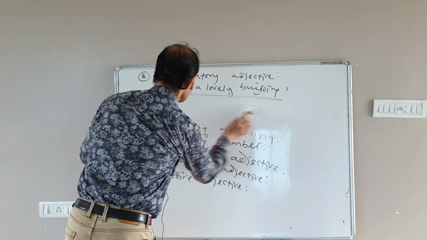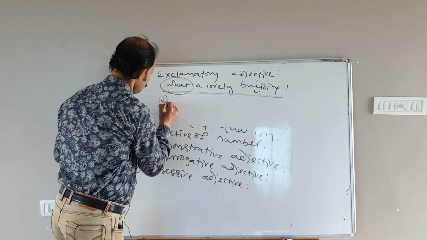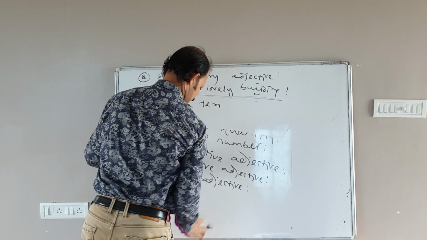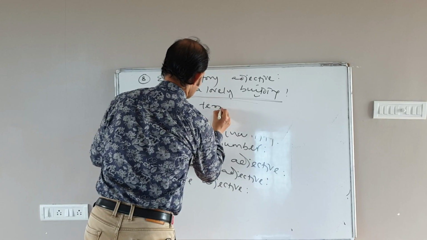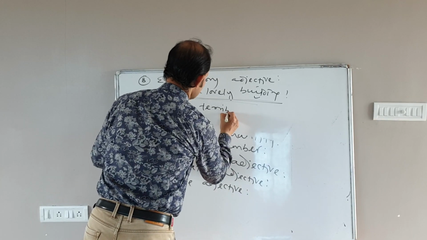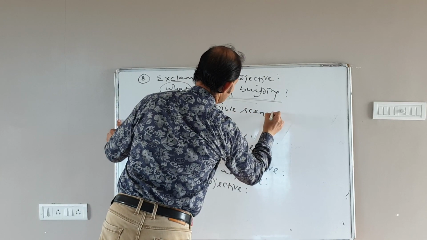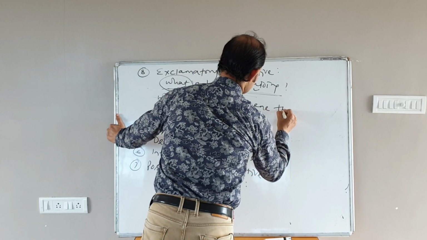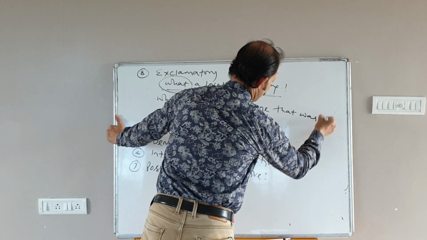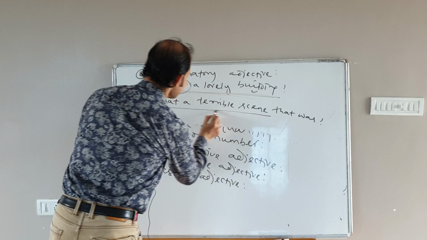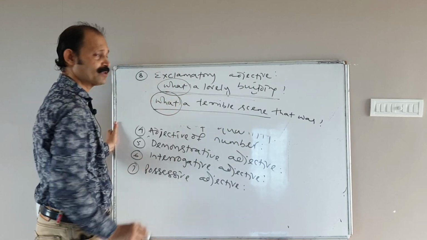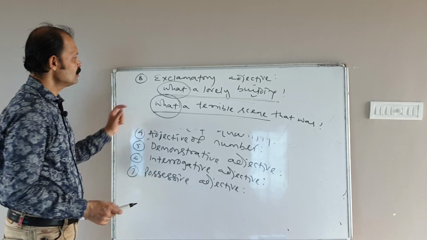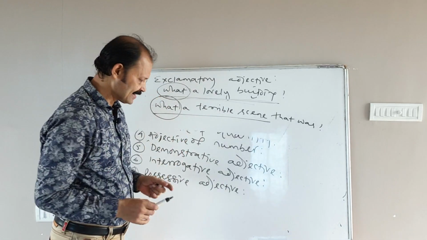Suppose, what a terrible scene that was. So what a terrible scene is the noun phrase, and here what is the exclamatory adjective. Someone is exclaiming over the fact. So these are the exclamatory adjectives.